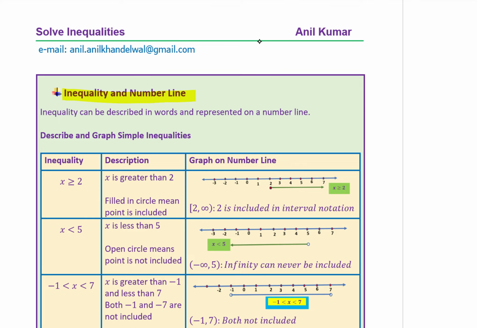Right. So I made a table here for you in which we'll talk about an inequality in one column, describe it, and then show it on the number line. So the very first one is x greater than or equal to 2. As I said earlier, it means x is greater than 2, and x is also equal to 2. So you could say greater than or equal to.